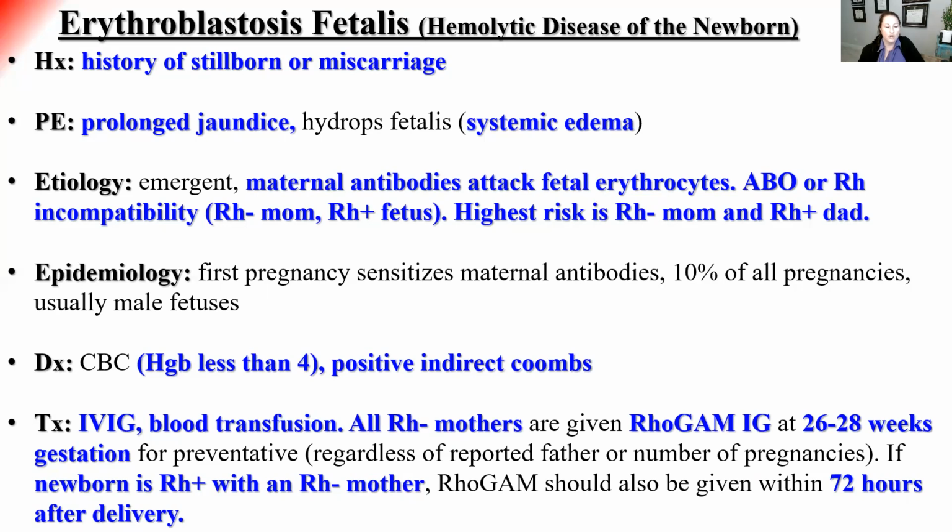If the newborn is Rh positive and they have an Rh negative mother, RhoGAM is also given within 72 hours after delivery. So biggest summary for this slide, what are you going to be asked a question on, is Rh negative mom, Rh positive father puts it at higher risk for Rh positive fetus.